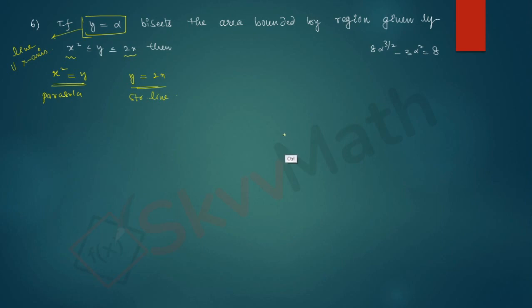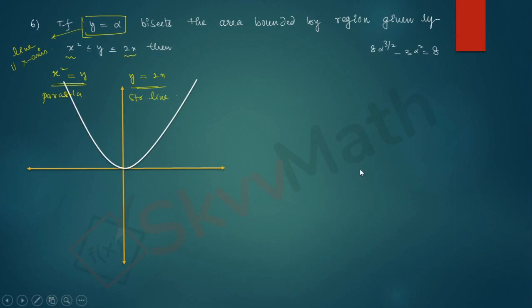Now let me draw the graph first. Here we have a coordinate system, and here we have y is equal to x square and the line y is equal to 2x. Now we have to find the area between these two curves. Here we have that area. This is the region for which we have to find the area, and that area is bisected by y is equal to alpha. Now let me draw the line y is equal to alpha. Let us suppose somewhere I have a line y is equal to alpha like this.